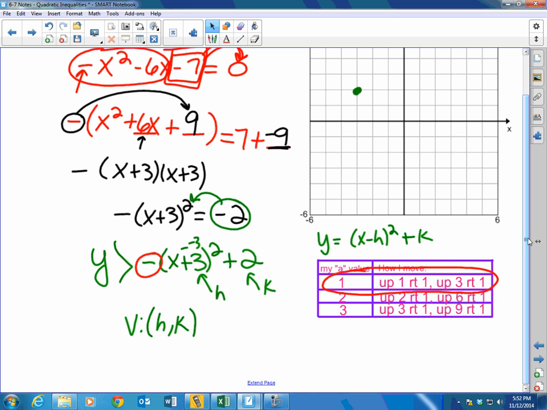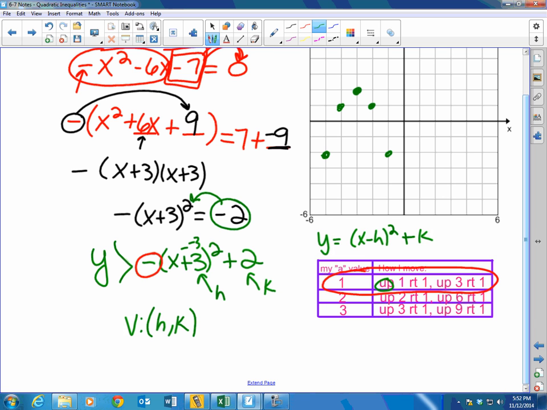So the only difference on the chart is that my a value opens down instead of up. So where it says up right here, I'm actually going to move down. So from my vertex, I'm going to go down 1, right 1, and then down 3, right 1. And here's where my dots go.